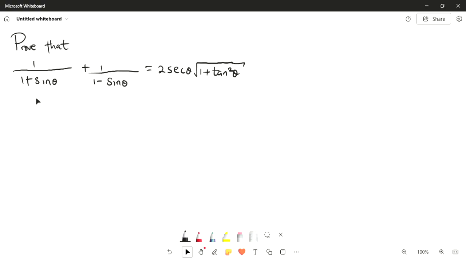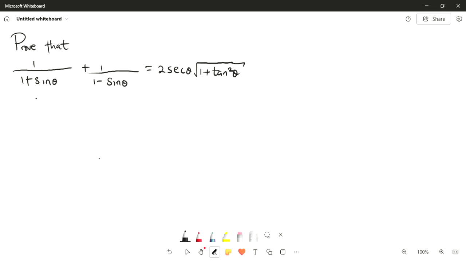We continue proving of identities. In this discussion, we're looking at how to prove that 1 over 1 plus sine theta plus 1 over 1 minus sine theta is equal to 2 sec theta times the square root of 1 plus tan squared theta. So that is what we are looking at in this discussion.